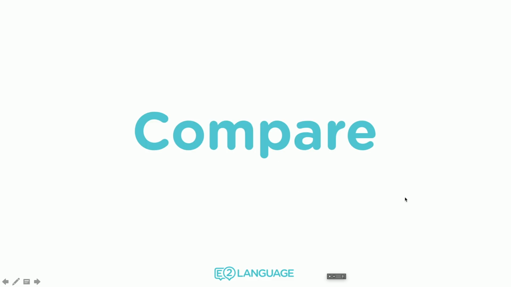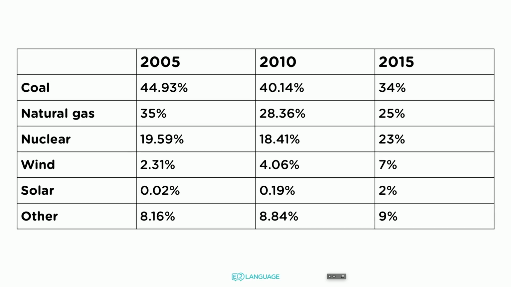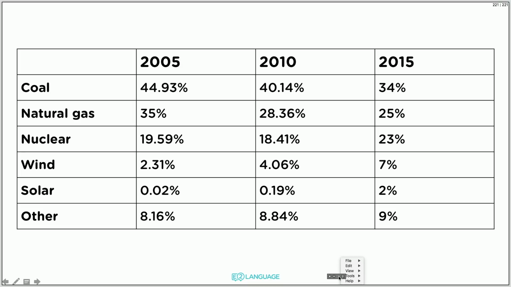Right, now we move on to the hard part, which is to compare. This is the third section, and now we're going to get deep into that table. What we need to do is choose categories, compare them, and include the numerical information. We don't want to compare just random things. So what are we going to compare? Let's have a think about this, because on test day you need to make quick decisions.